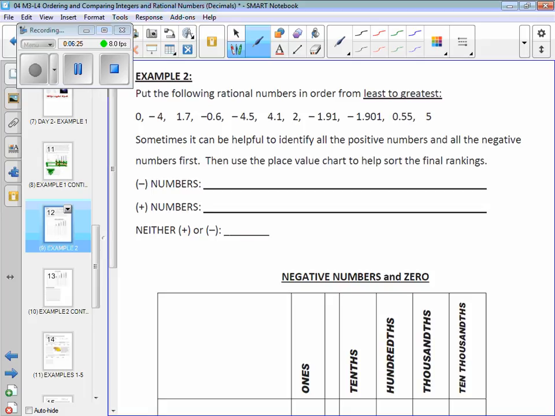What's the first negative number? Don't try to rank it, just let me know which one it is. Okay. If you want, we can do them one at a time as we come to each number. We could put it where it belongs. 0 is neither. Put it there. 1.7. Obviously positive. Cross it out as you do it. Okay. Negative 0.6.